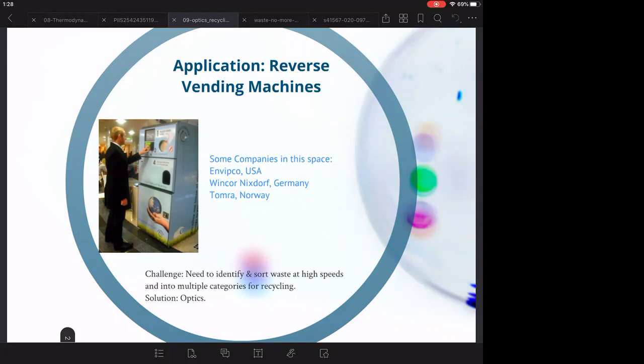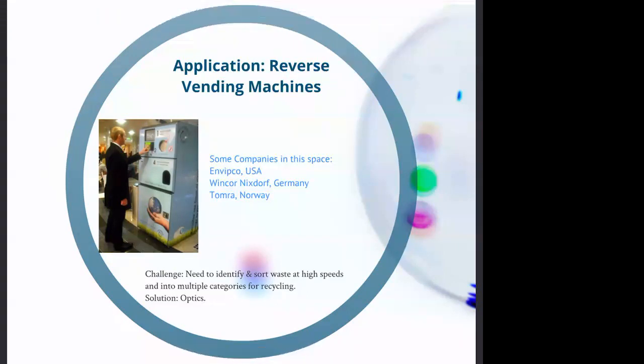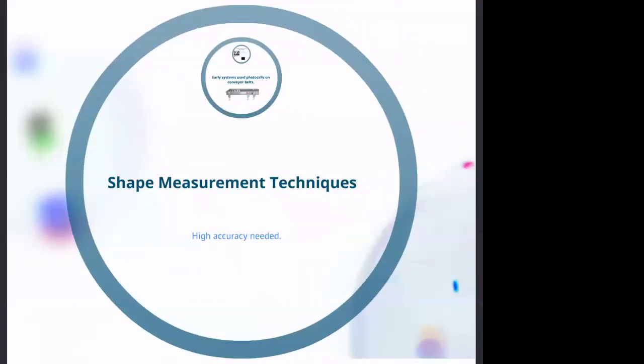So the big challenge is that once you get this stuff into the machine, how do you identify and sort the waste at very high speeds into multiple categories for recycling? That's where optics comes into play. And sorting is very important, because the more precisely you sort the materials, the more valuable they become. By the way, this is also relevant to the point someone mentioned about rare earth materials. How do you recycle electronics? Because there's a ton of rare earth materials in all the electronics. I won't talk specifically about it, but it's critical that we recycle these instead of putting them in landfill.